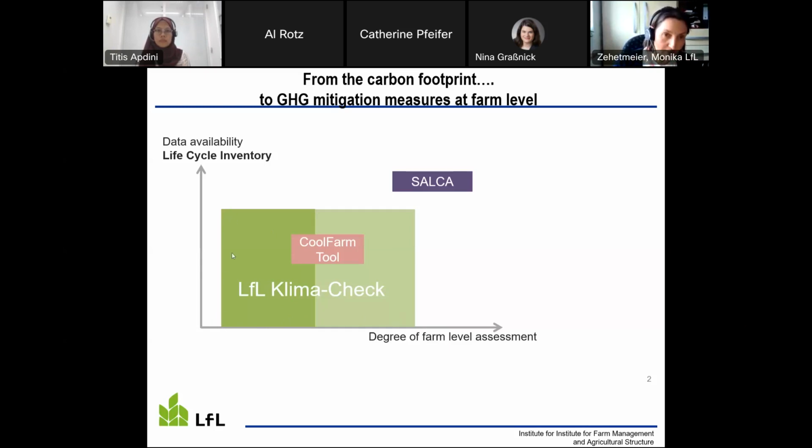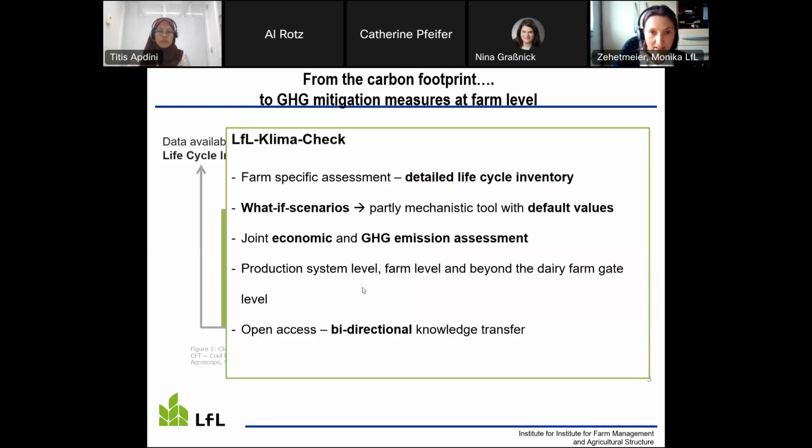And on the other way around, you can get a result without putting any data into the tool, as it is filled with lots of default values. But you can replace all the data with own farm data. So you can go into very much detail if you like. And this is both important for economics as for greenhouse gas emissions to identify mitigation options.